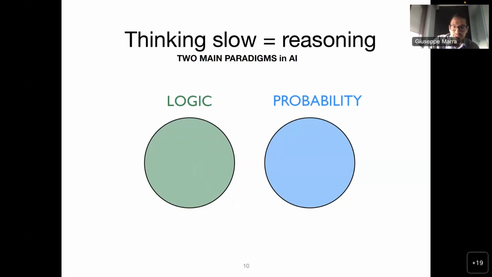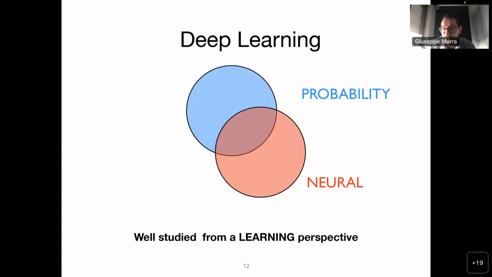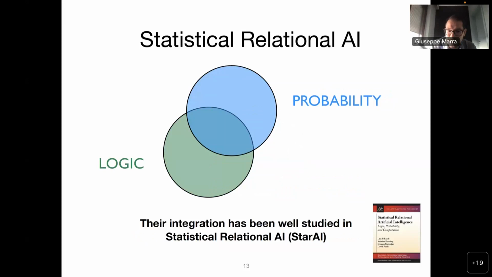And actually, the goal would be that we would like artificial intelligence models to integrate them as much as possible. And so the question is, how can we do this? Actually, this is not even a novel question. This task has been around in the AI community forever, since AI itself exists, and there have been proposals on how to integrate pairs of these paradigms. For example, we can say that deep learning has mostly focused on using the neural and probability paradigms to integrate them, usually from a learning perspective, where the probability modeling allows for sound learning algorithms. But at the same time, the integration of logic and probability has been the main focus of study of the field of statistical relational AI.